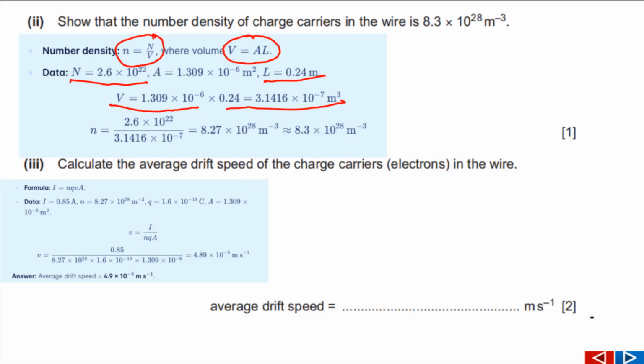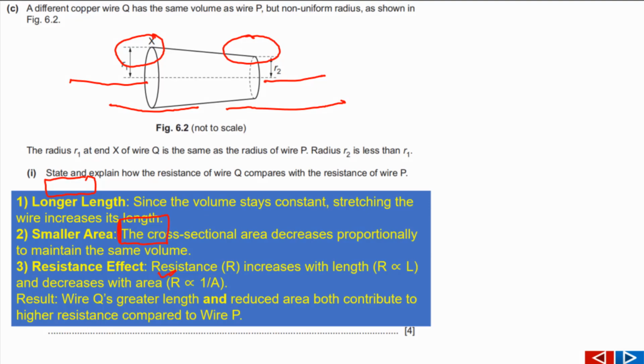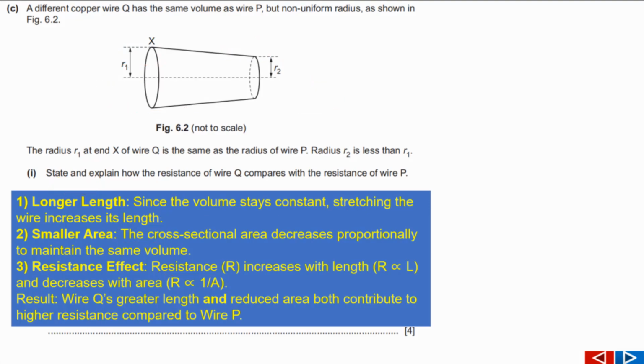Next one, calculate the average drift speed. So you need to simply use the transport equation. Then plug in values, be careful with the units, and you will get the final answer. You can also use this approach as well. You can also do it in this way. So this is a typical question as well. So you have to be clear about this.